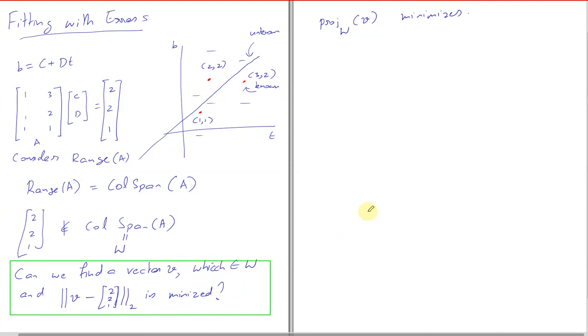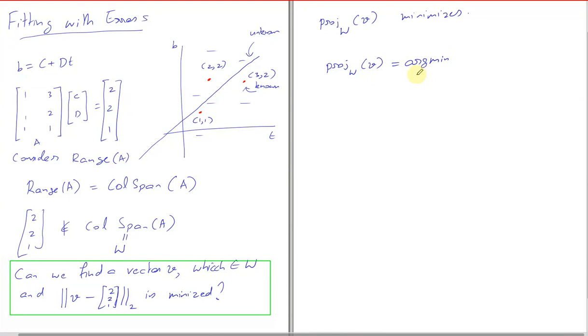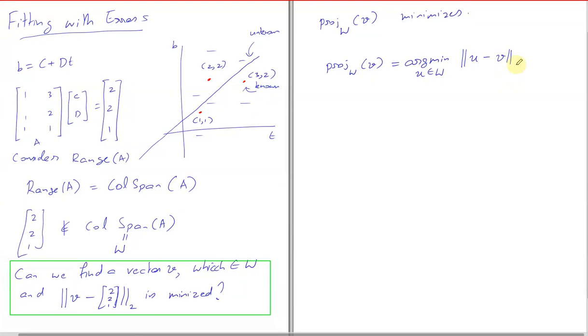So how do we prove it? You have a subspace W, and you want to prove the following theorem. We want to prove that the projection onto W of V is basically the argmin over, let's say, U in W of the norm of U minus V. This is what we want to prove.